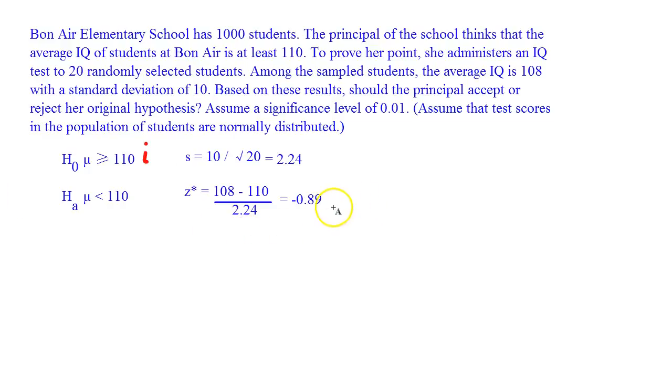Okay, now I go to calculate my p-value. What I'm going to do is put that in my calculator, normal CDF. With the lower end, we're going to want it to be at negative 10, and the upper end, we're going to want it at negative 0.89.